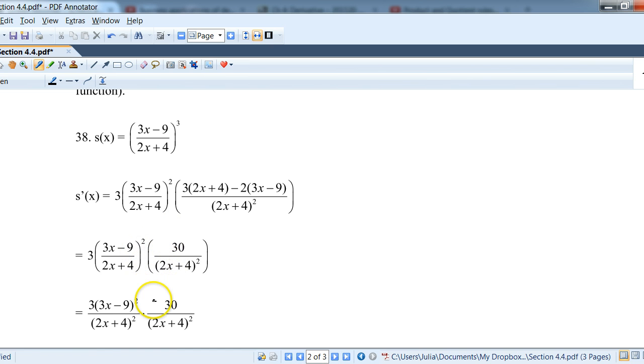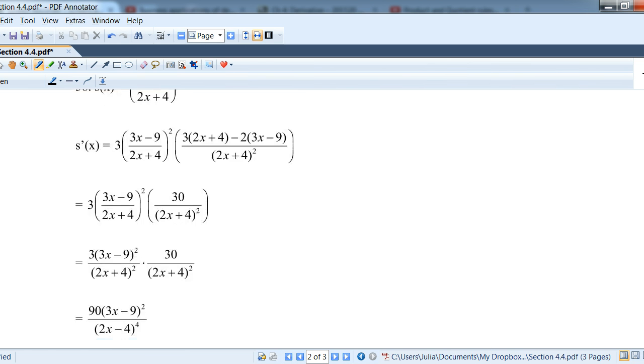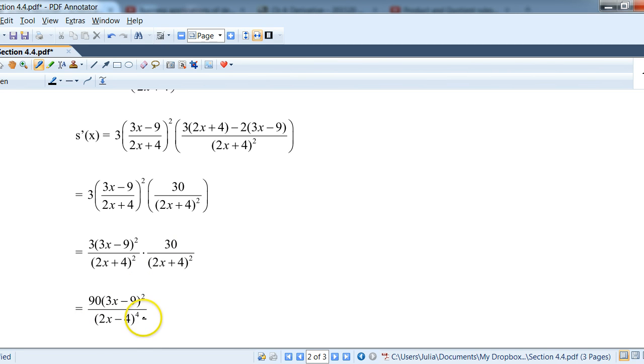Why? As we'll see. If we separate the first two and make them both squared, notice how I rewrote this a little bit. 3 was on the front. It actually goes in the numerator because it's like 3 times a fraction, which goes in the numerator. Then we have (3x minus 9) squared, and we have (2x plus 4) squared times 30 over (2x plus 4) squared. Why did I separate them like that? Notice how the denominators can combine and make a fourth power, (2x plus 4) to the fourth power, times 3 times 30, which is 90, times (3x minus 9) squared.